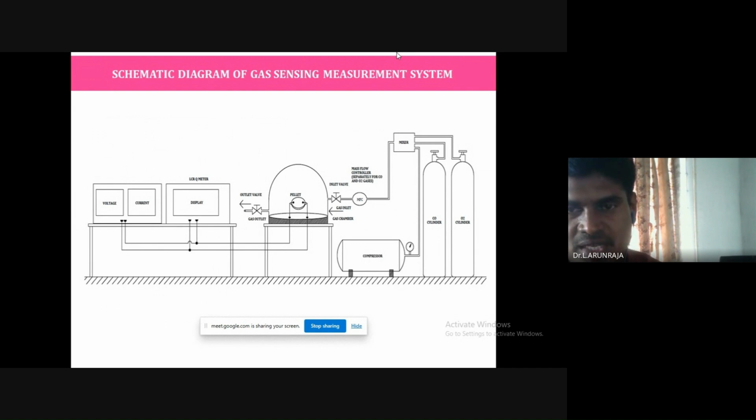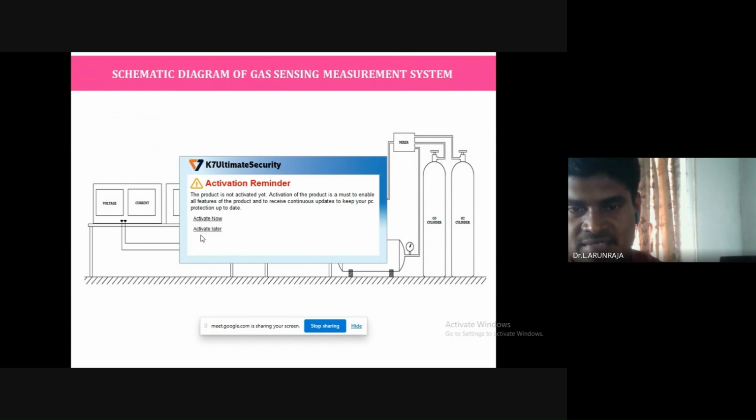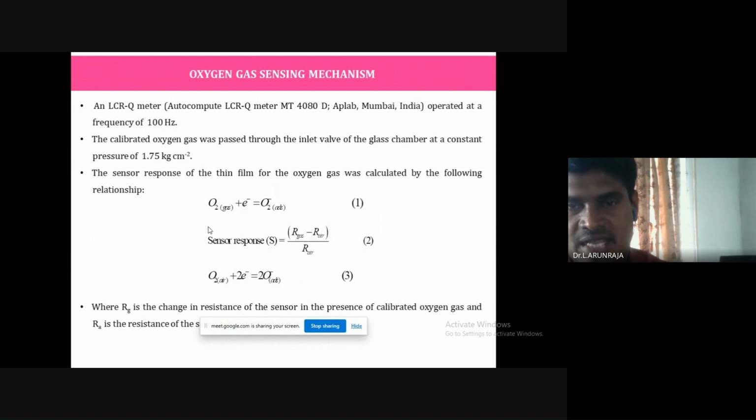That is my application, the gas sensing measurement system, like that: an LCR meter, inductance capacitor resistance meter, and the gas chamber. My pellet is put in the gas chamber. So we have two gas sensors available, but my sensor range is only for oxygen level. That is the gas sensing measurement system. There is a gas sensing mechanism. My mechanism starts with the LCR meter, approximately at a frequency of 100 hertz, and a constant pressure of 1.75 kilograms per square centimeter.